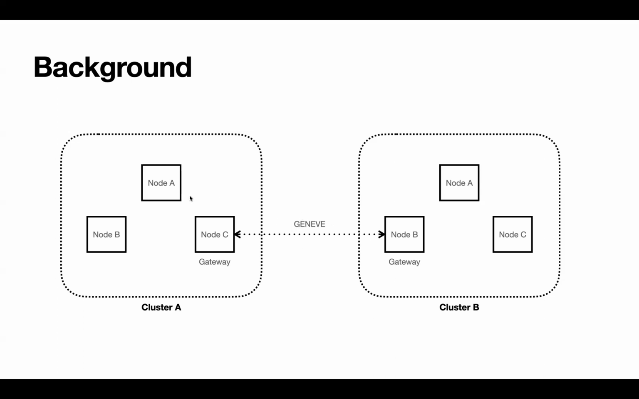For example, if pod A wants to access the service in cluster B, firstly it will forward the packet to node C, the gateway, and the gateway will forward the packet to the remote gateway by the Geneve tunnel, just like this. And when the traffic gets to cluster B, the gateway will forward the packet to the corresponding pod.